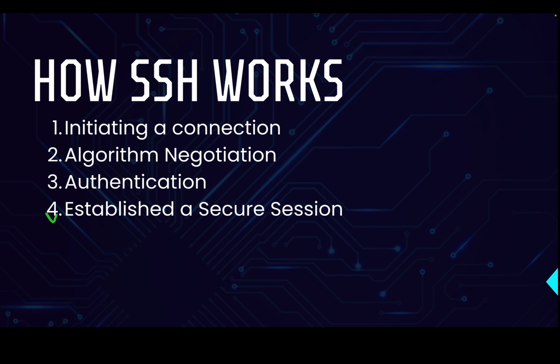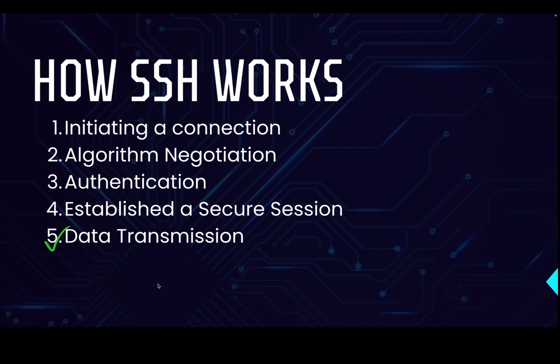The client and server use the Diffie-Hellman key exchange algorithm to generate a shared secret session key. The Diffie-Hellman key exchange algorithm is a method used to securely exchange cryptographic keys over a public channel. It enables two parties, each with their own private key, to jointly establish a secure secret key, which can then be used for encrypted communication. The session key is used to encrypt all data transmitted between the client and the server.